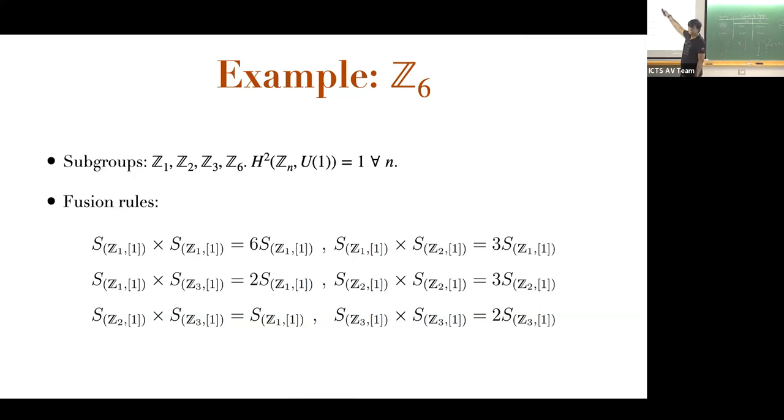If we gauge a Z6 symmetry, we have 6 line operators, Wilson lines, which again form the group Z6 under fusion. We can also enumerate all the surface operators in a Z6 gauge theory. The surface operators are labeled by subgroups and two-cocycles, but the two-cocycles are all trivial in this case. So all you have is subgroups. So you have 1, 2, 3, 4 surface operators, and their OPE or fusion rule is given by these data here.